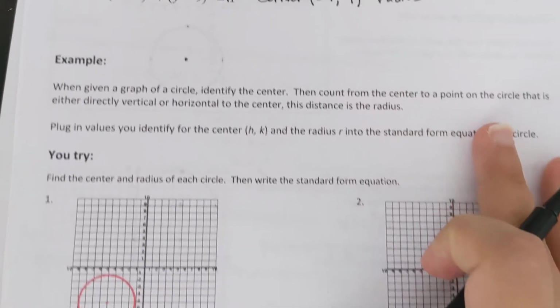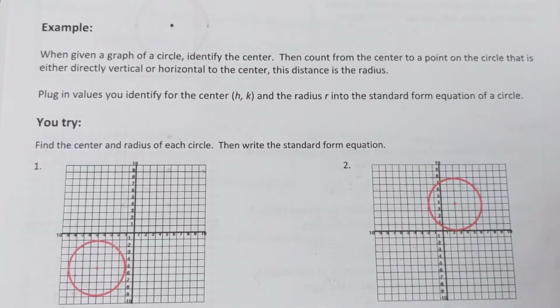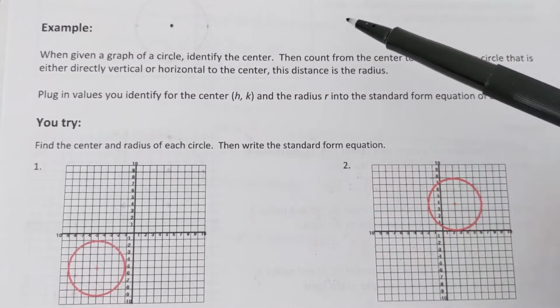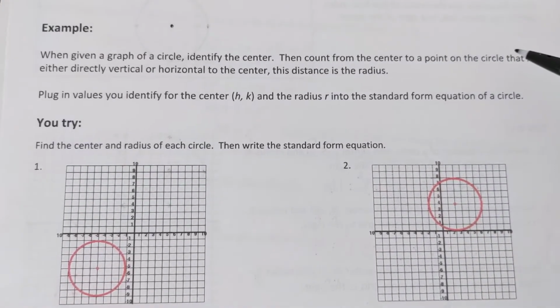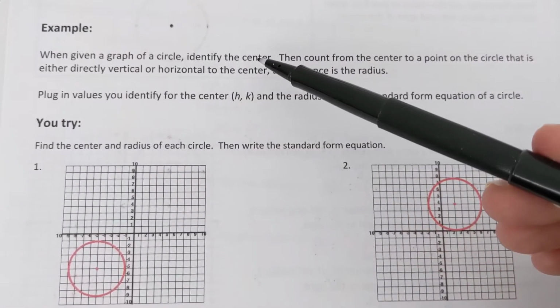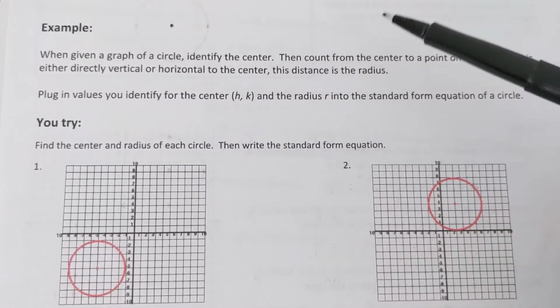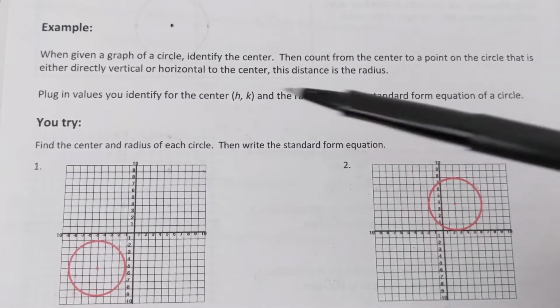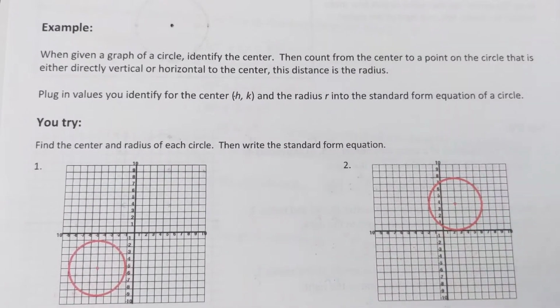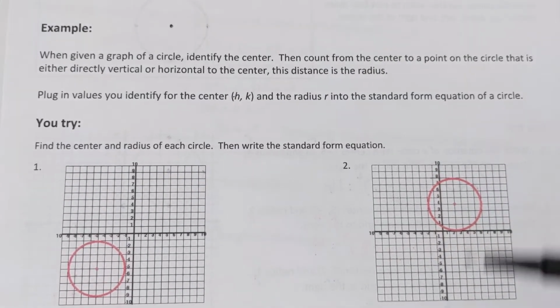The last type of problem you could be asked is when you're given the graph of a circle. Okay? You need to identify the center. Then count from the center to a point on the circle that is either directly vertical or horizontal. So that means left, right, up, or down. And that distance is the radius. Then we're going to plug in our h, k, and r into our equation.